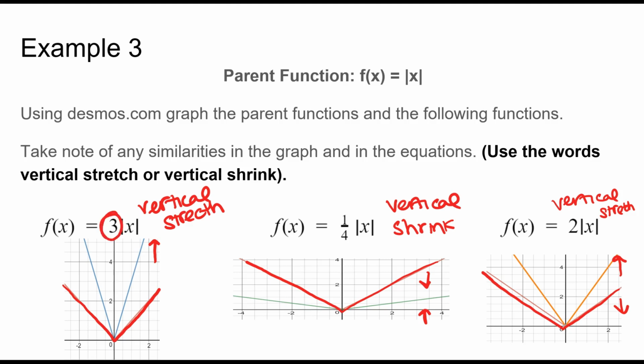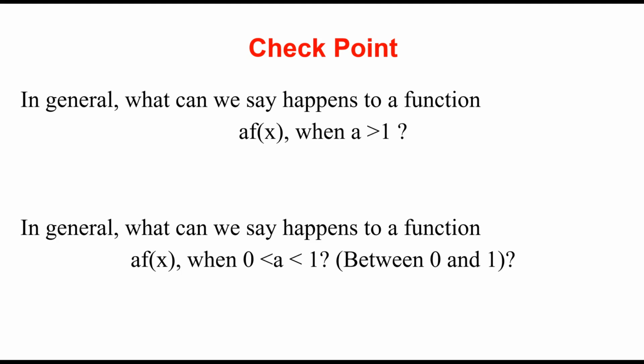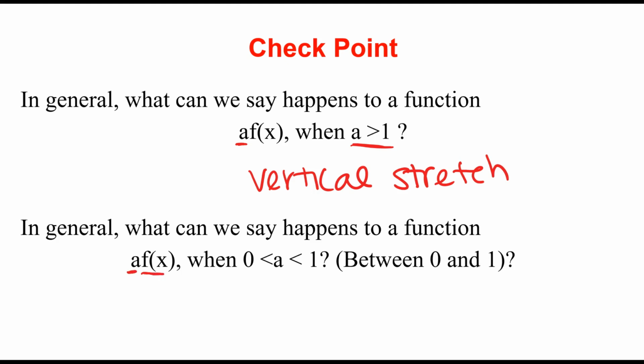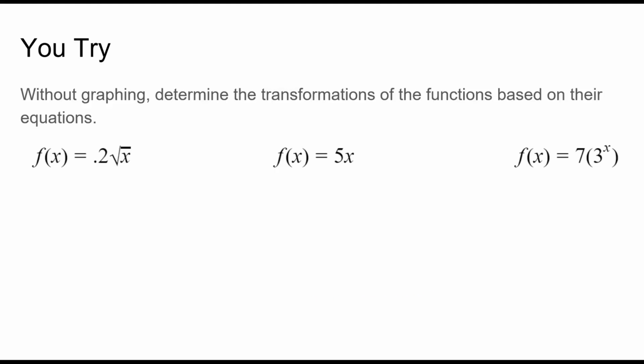When we have a number that's bigger than 1 on the outside of our parent function, we get a vertical stretch. And when we get a number that's between 0 and 1 on the outside of our parent function, we get a vertical shrink. So again, when we have a number outside of the function multiplying, it's bigger than 1, we get a vertical stretch. And when we've got a number multiplying the parent function and it's between 0 and 1, we get a vertical shrink. You try the next examples without graphing. Press play when you're ready to see the solutions.